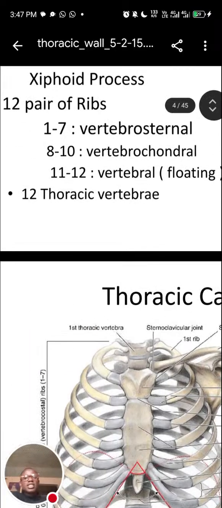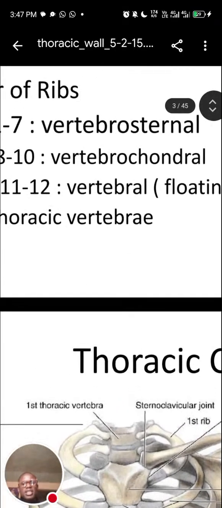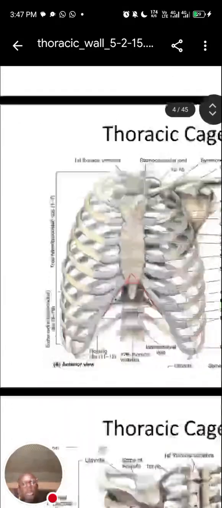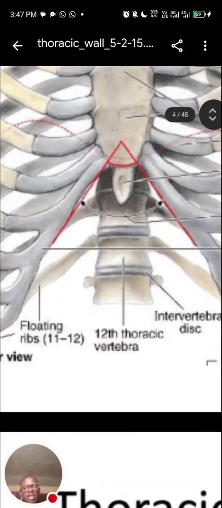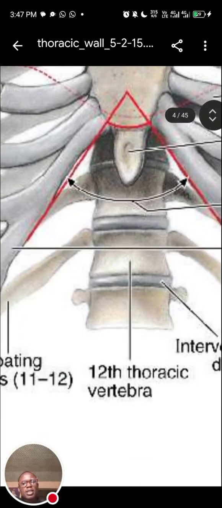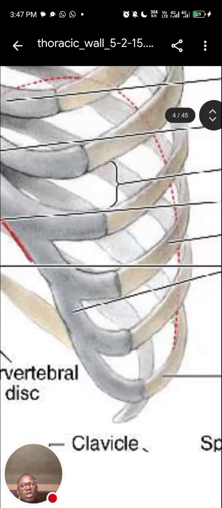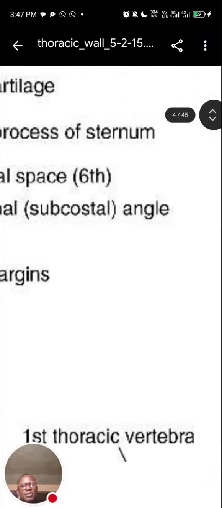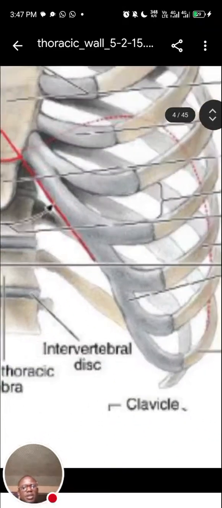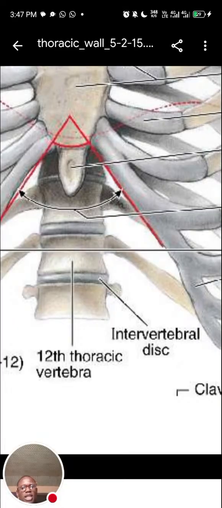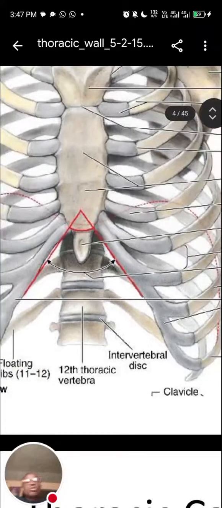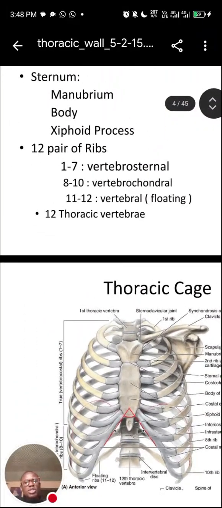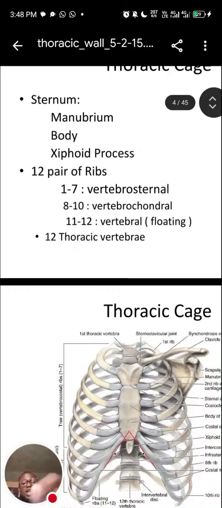The next thing it is made up of is the thoracic vertebrae. You can see it here. What are thoracic vertebrae? This place here, that's what we call the thoracic vertebrae, from the 12th thoracic vertebra to the first thoracic vertebra. Are you following? Good. So you now see what it is composed of. When we say sternum, you see sternum, and that's how you study anatomy.